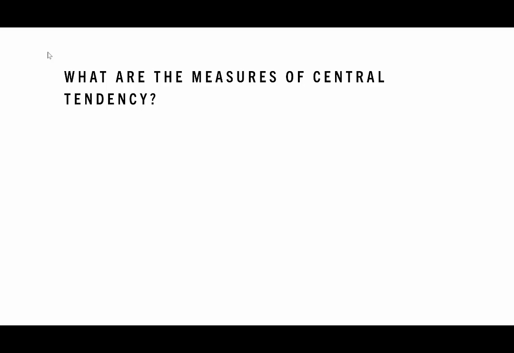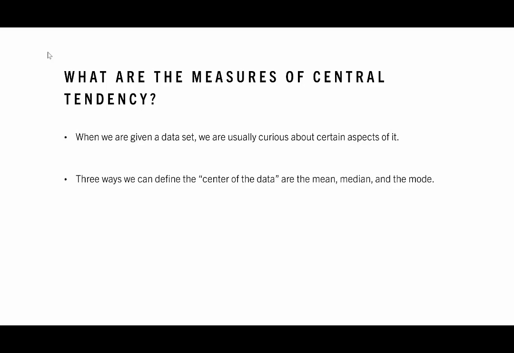As always, let's define what exactly is a measure of central tendency. We have three measures of central tendency when we're given a data set, because we're usually curious about how to define the middle of the data. The three ways we can define the center of the data are the mean, the median, and the mode. And we're going to talk about each one with a few examples for each one.